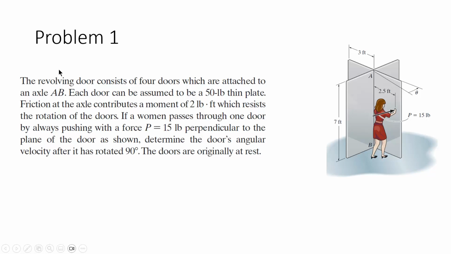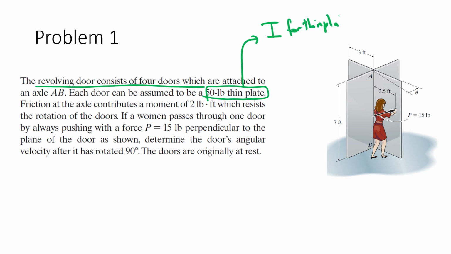We have a problem on the principle of work and energy. There are four doors of this revolving door and they are attached to axle A to B. Each door is a 50 lb thin plate, and this is to use the I value, the I value for a thin plate. And then friction at the axle contributes a moment of 2 lb-ft.